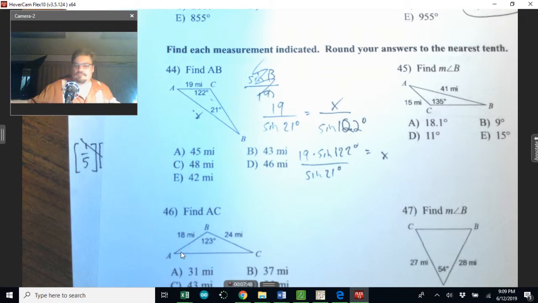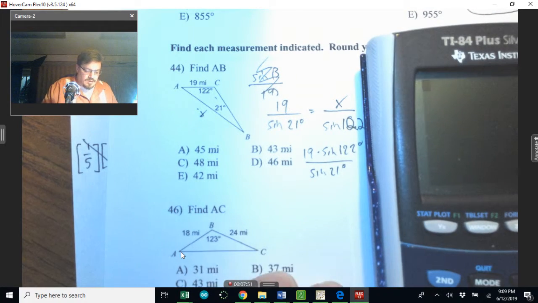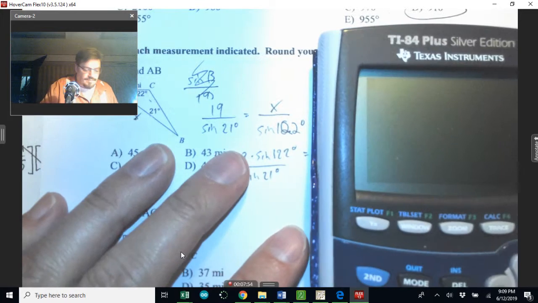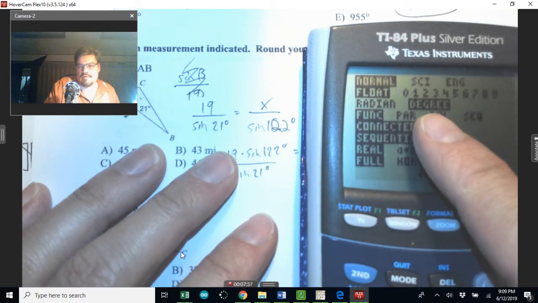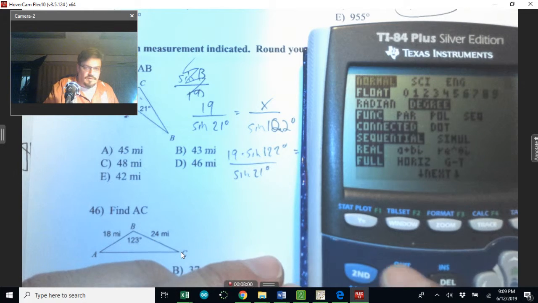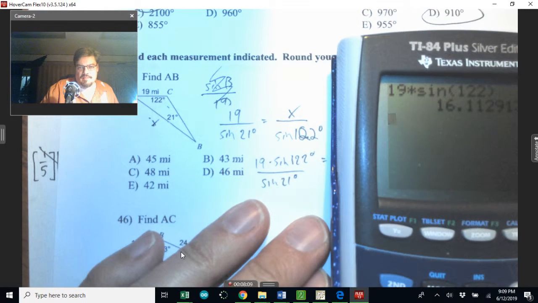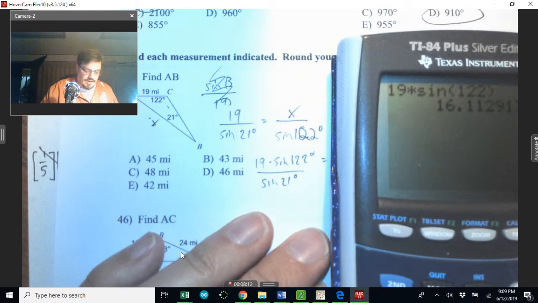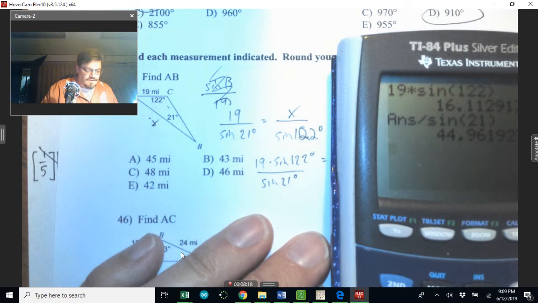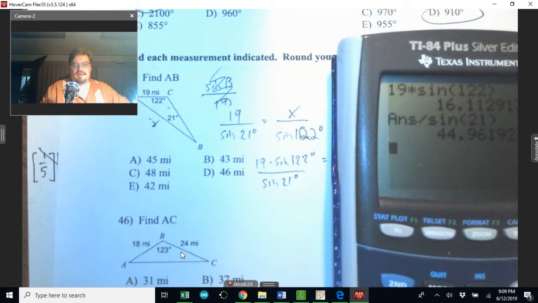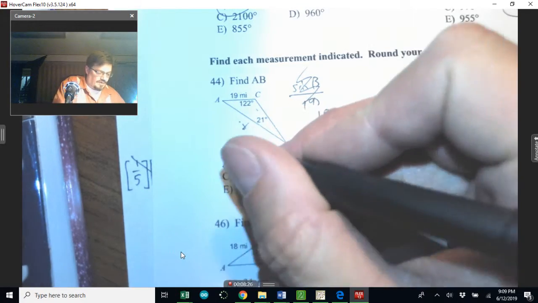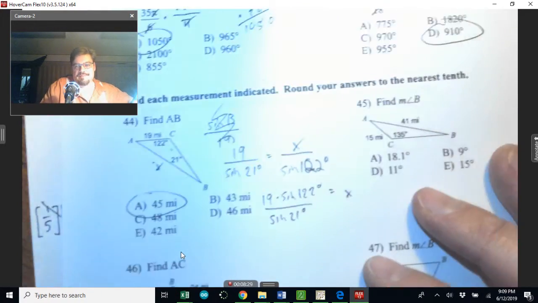So I don't know what that is. Nobody knows unless you use a calculator, but I am going to check my mode and make sure I am in degrees, because my problem is given in degrees, and it is. So I go 19 times the sine of 122. Okay, then I'm going to divide by the sine of 21. So 44.96. So we're going to round that up to 45. Okay, that's 45 miles in this case, but that's kind of irrelevant.